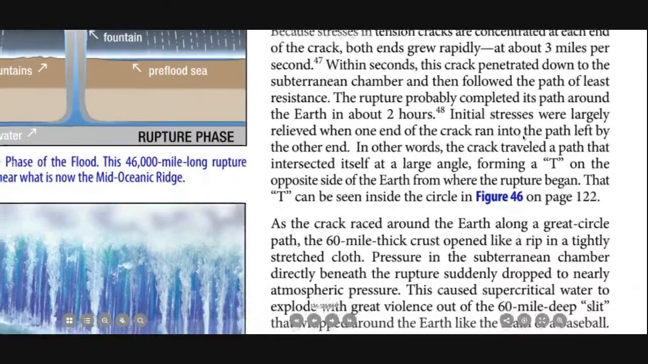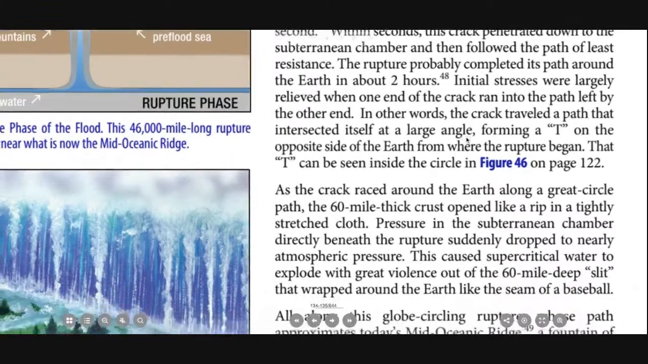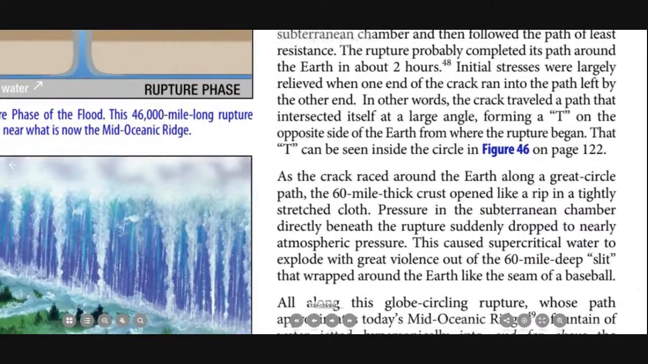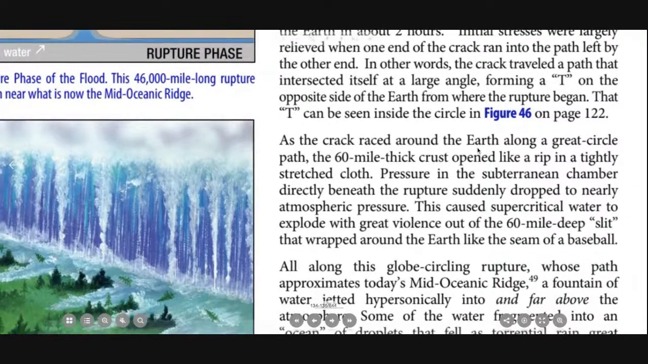Initial stresses were largely relieved when one end of the crack ran into the path left by the other end. In other words, the crack traveled a path that intersected itself at a large angle, forming a T on the opposite side of the Earth from where the rupture began. That T can be seen inside the circle in figure 46 on page 122.